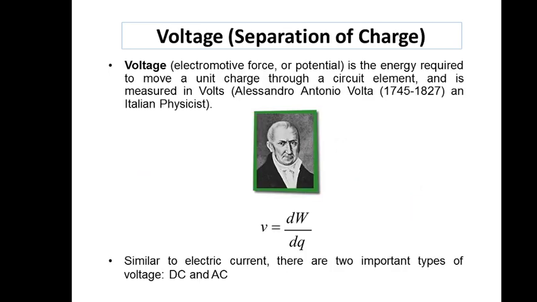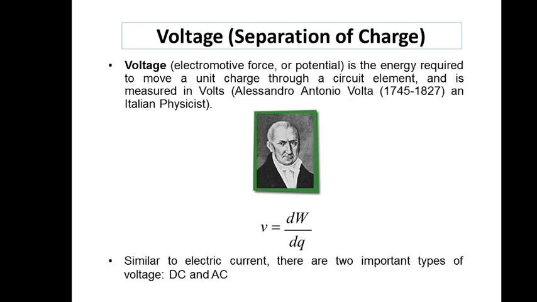Next element is voltage. Voltage is sometimes also called electromotive force or potential difference. It is the energy required to move one unit charge through the circuit element. That is called voltage. It is also called electromotive force, EMF, or potential difference. It is measured in volts because Alessandro Antonio Volta invented this. That's the reason the unit of voltage is volts.